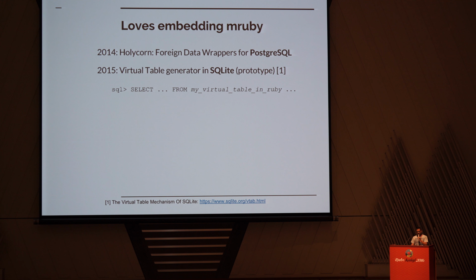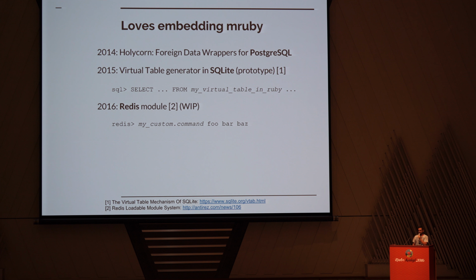So in 2015, I did the same thing for SQLite. Even if it's still a prototype, it kind of worked. And this year, I've been trying to do the same thing with Redis. Redis has this nice thing called the loadable module system, and that's also a way of extending Redis with custom code. The interface is only C, so I wanted to build something with Ruby.